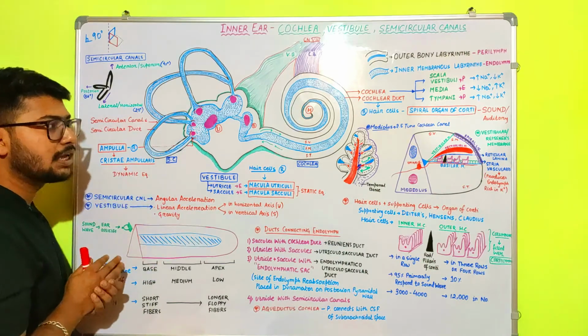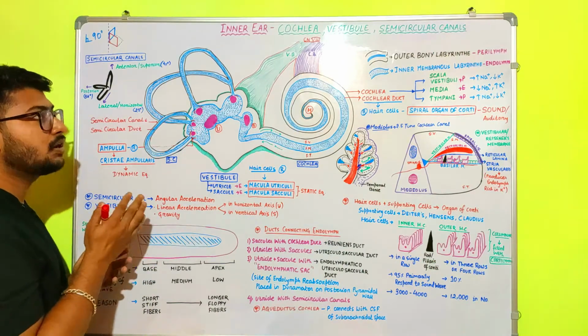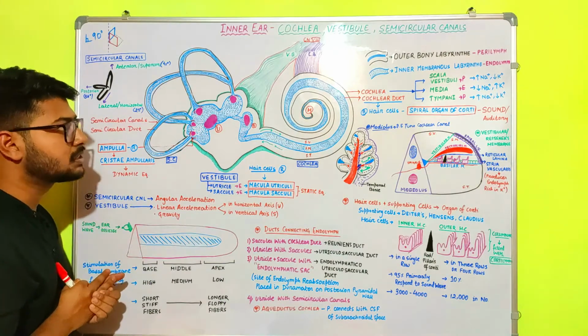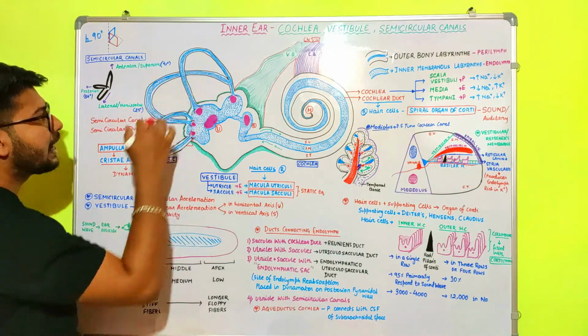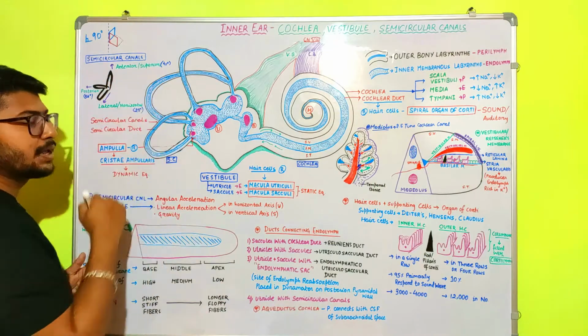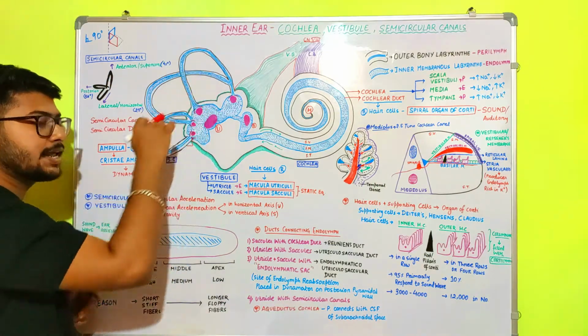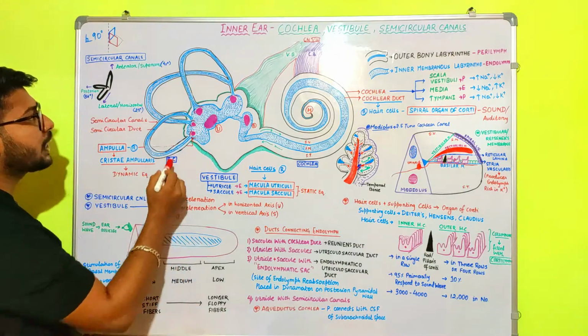In one side of our inner ear, we have three semicircular canals. What are they? They are namely anterior superior. So this semicircular canal represents the anterior superior semicircular canal.